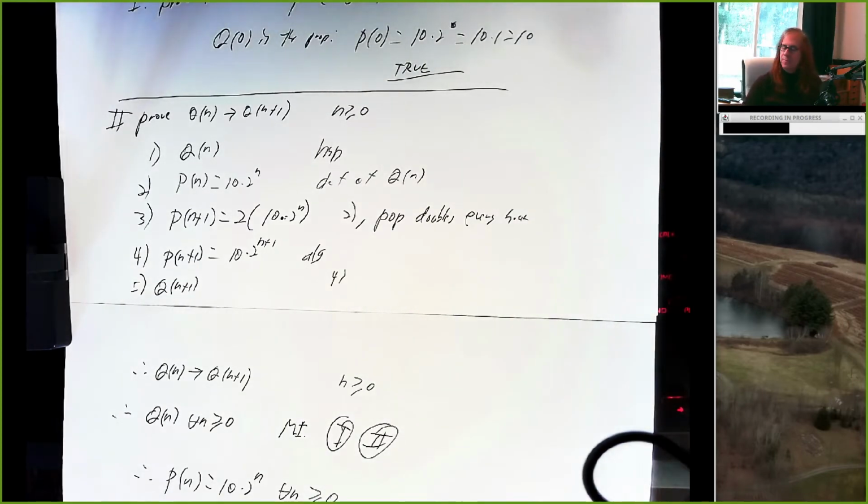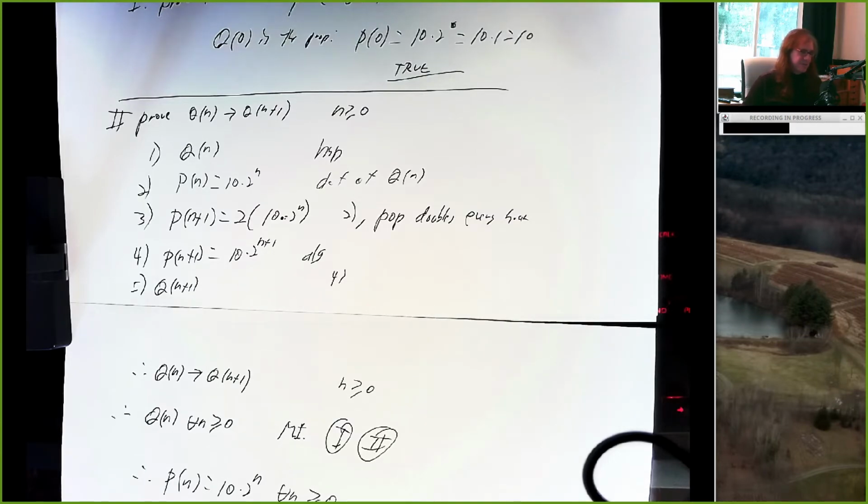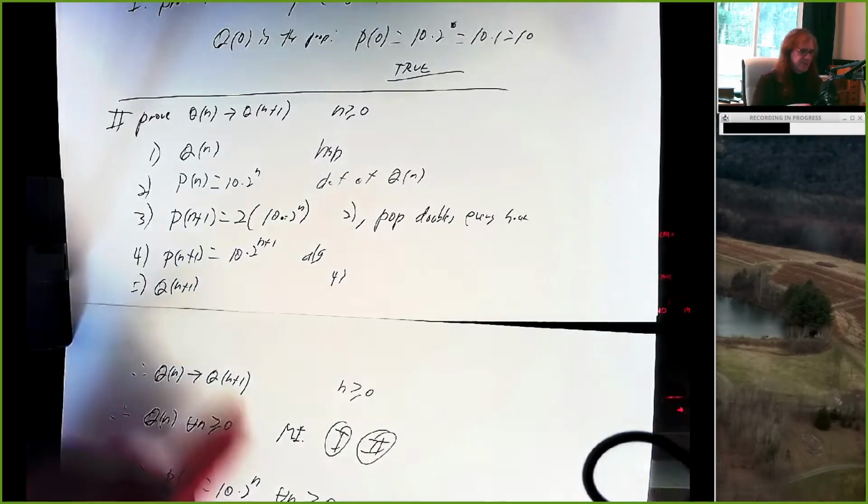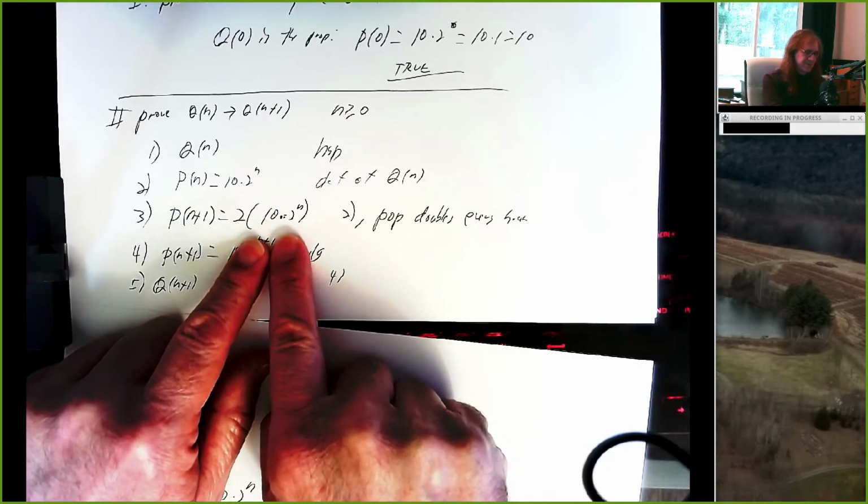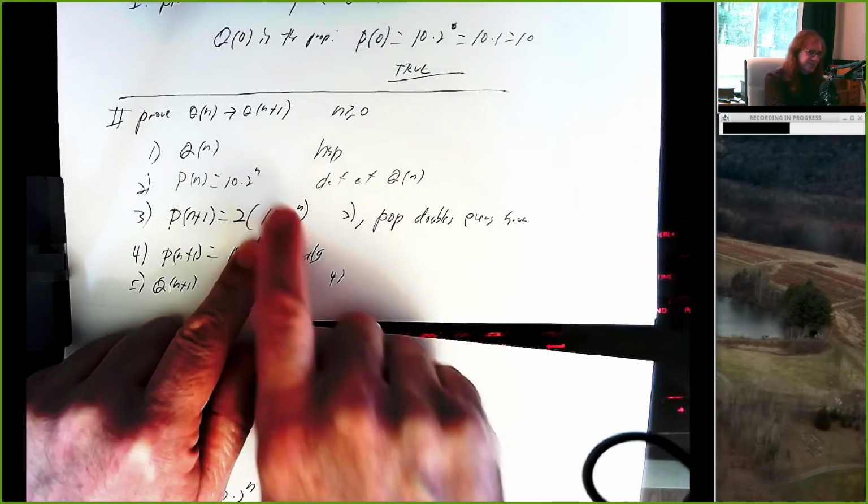For step 3, did I say 100 or 1,000? Where's that? In step 3, P of n plus 1 equals 2 times 10 times 2 to the n. Oh, that's a 10. Yeah. That's just what P of n is, right? So P of n is equal to 10 times 2 to the n.